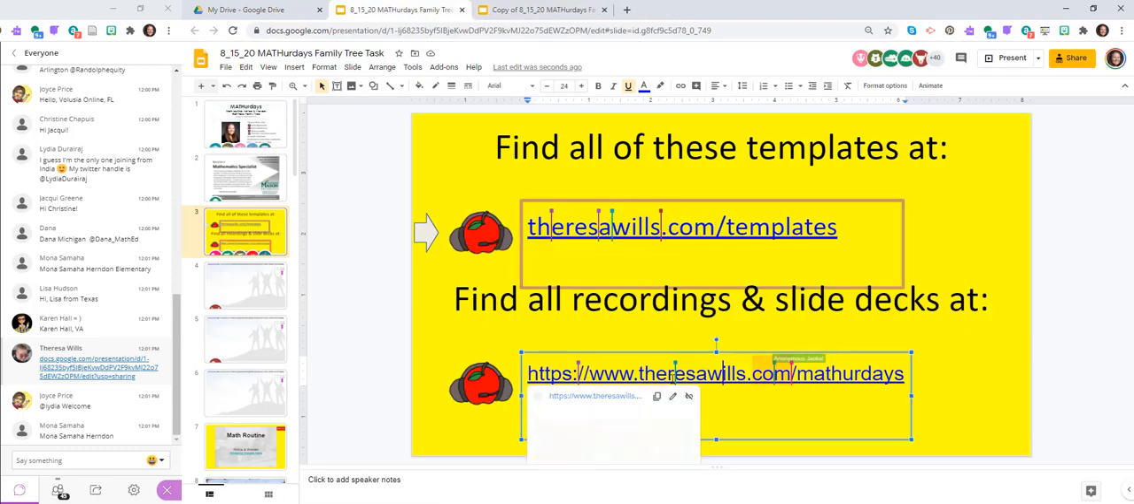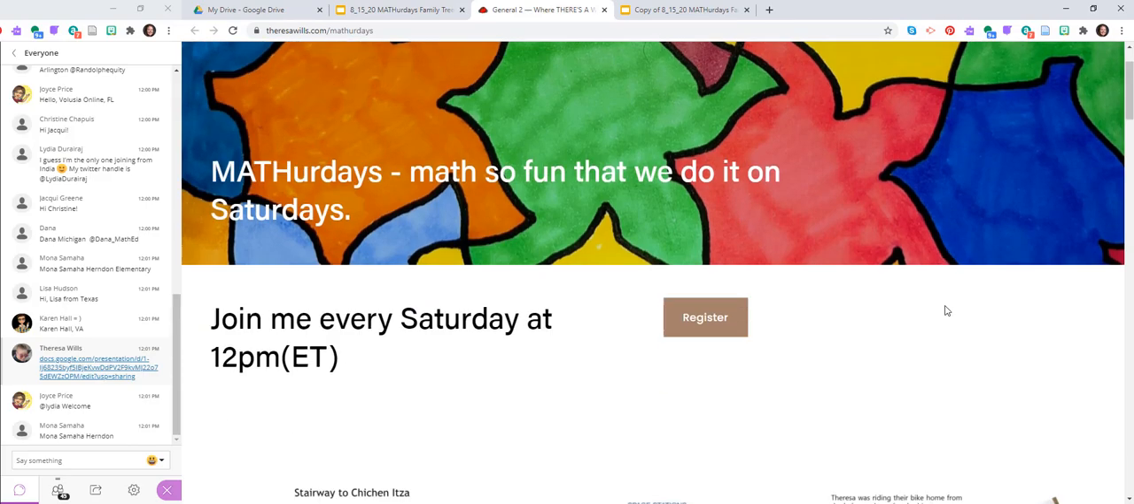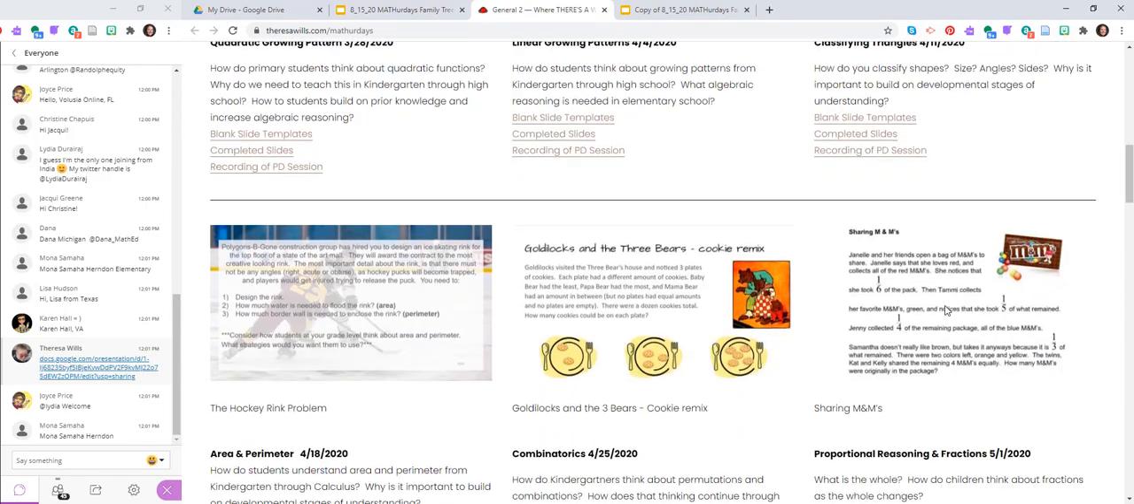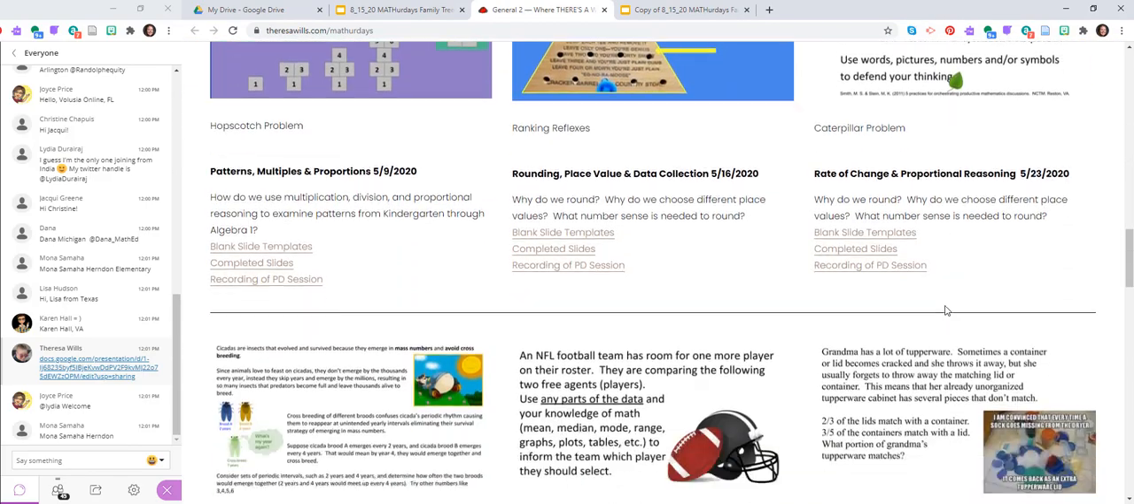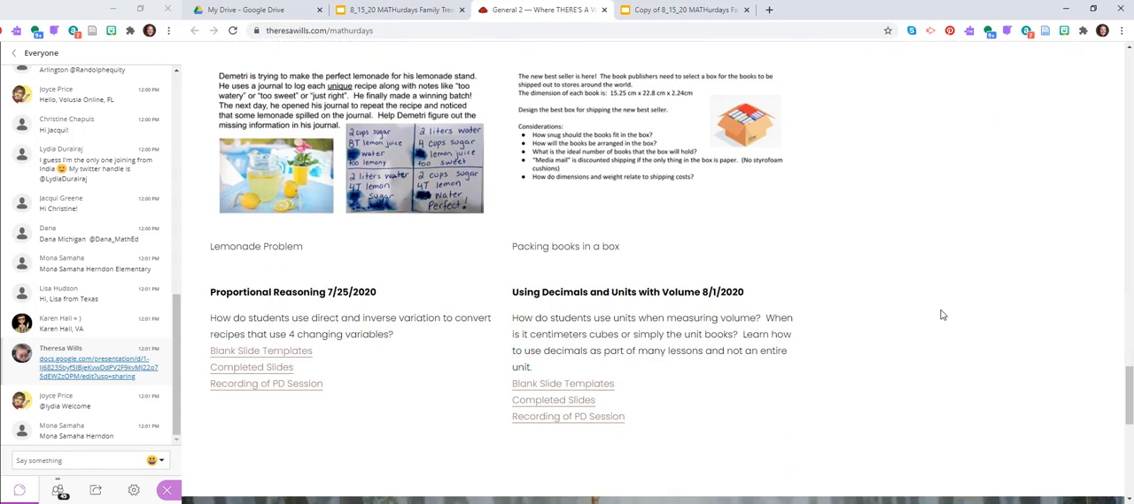And the second link are all the other MATHurdays that we have done since March. We've done one a week, and they're all there, along with the blank, fresh, clean slide deck if you want to implement this with your staff. Also the PD recordings if you want to see how it unfolded in the session.